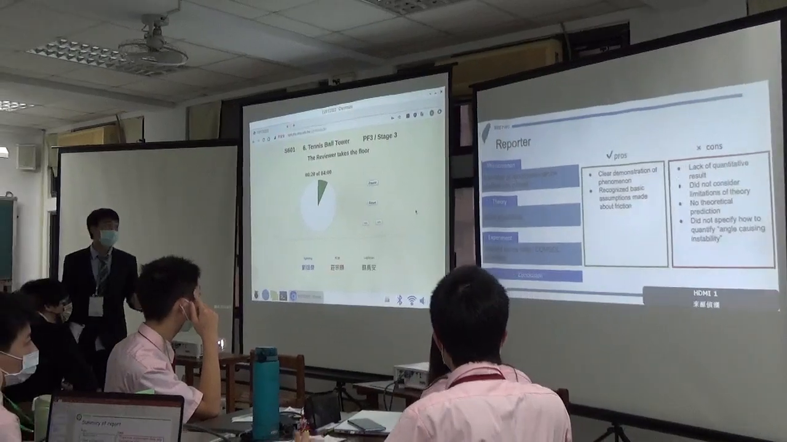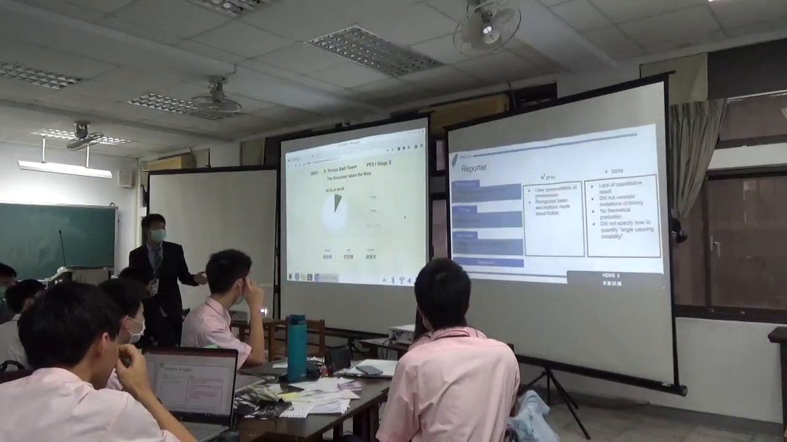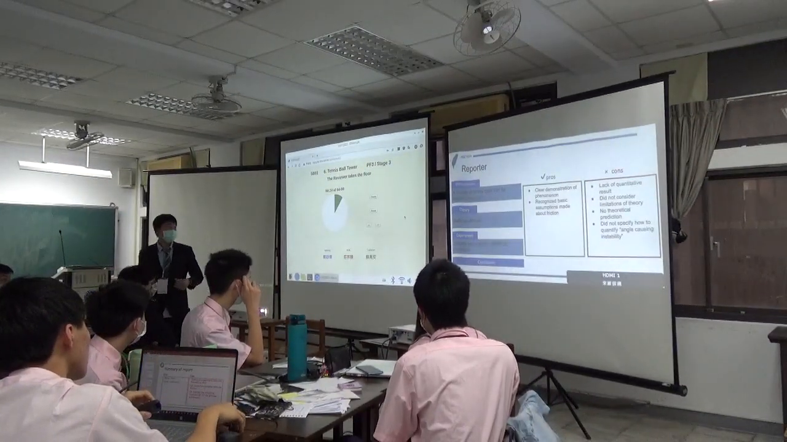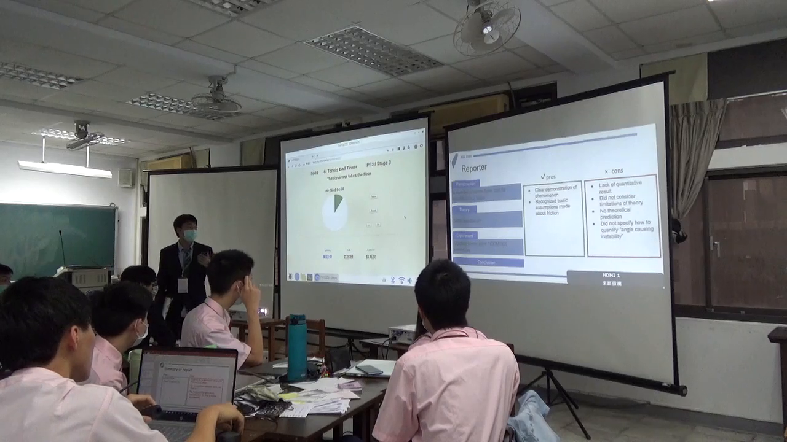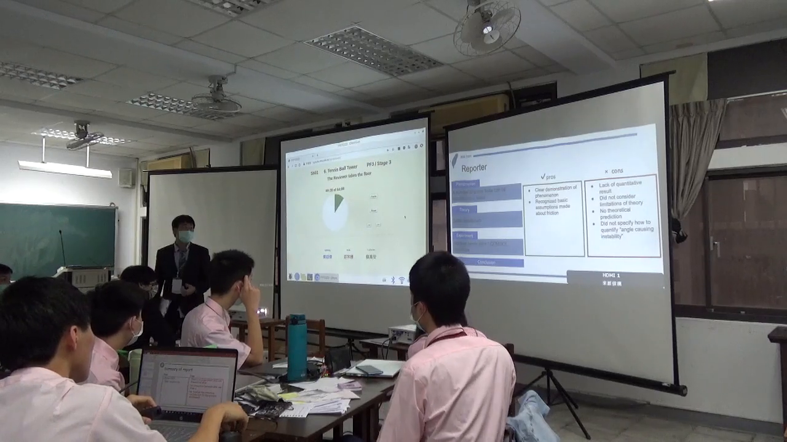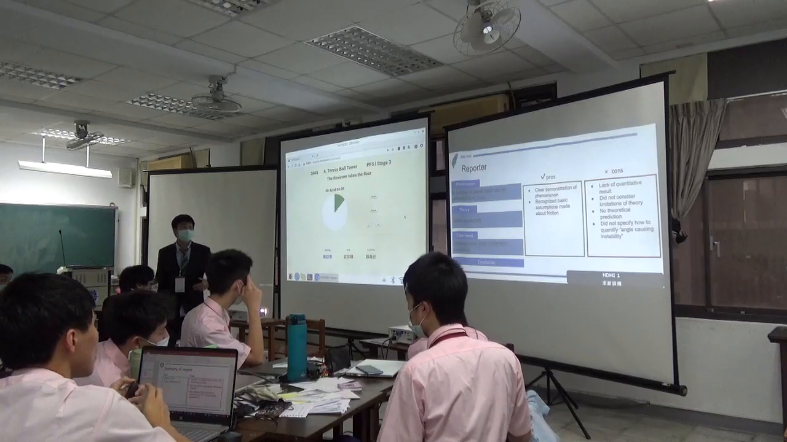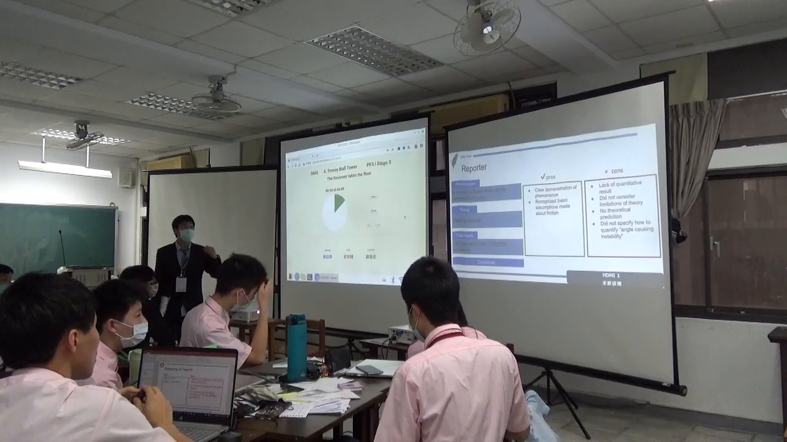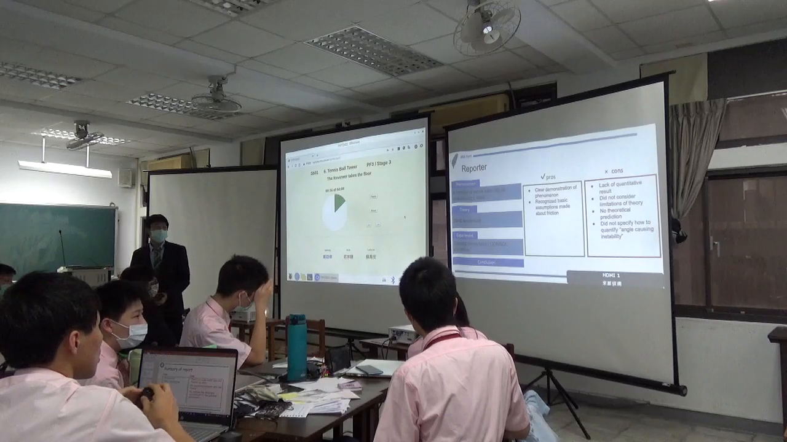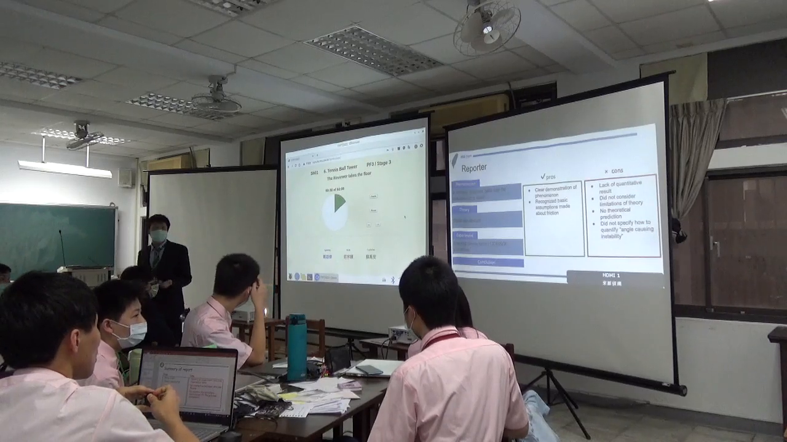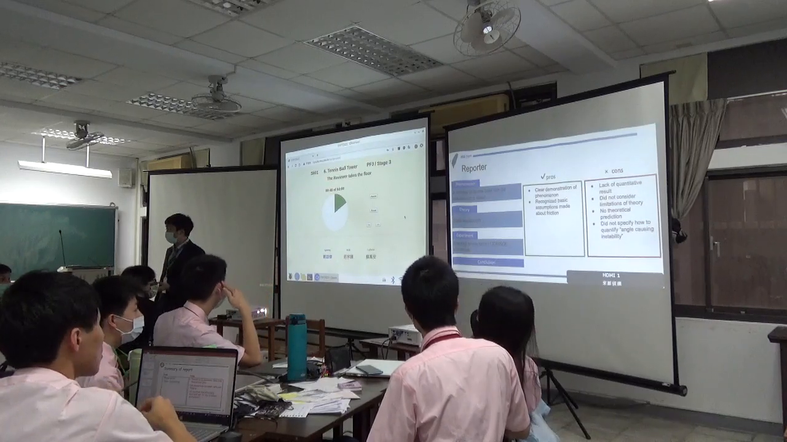For the reporter, their phenomenon has shown their theory is static equilibrium. The experiment they use is stacked tennis balls, and a simulation they use in their presentation. Their strengths are their clear demonstration of the phenomenon, and they recognize the basic assumptions made about friction. But their weakness is their lack of quantitative results.